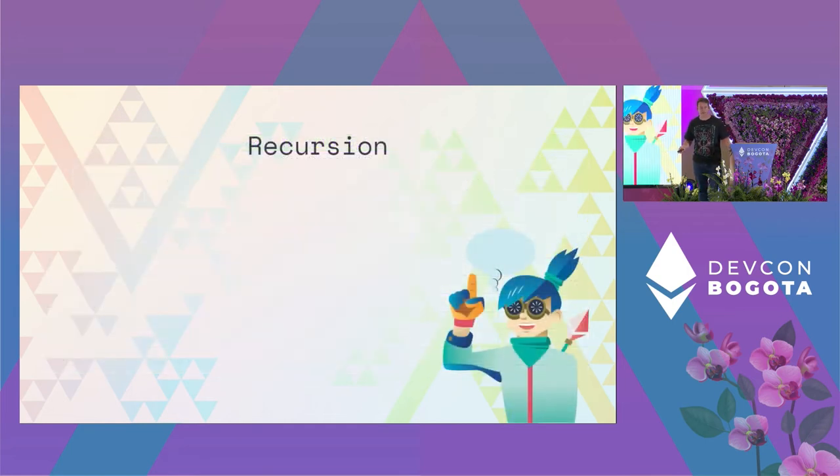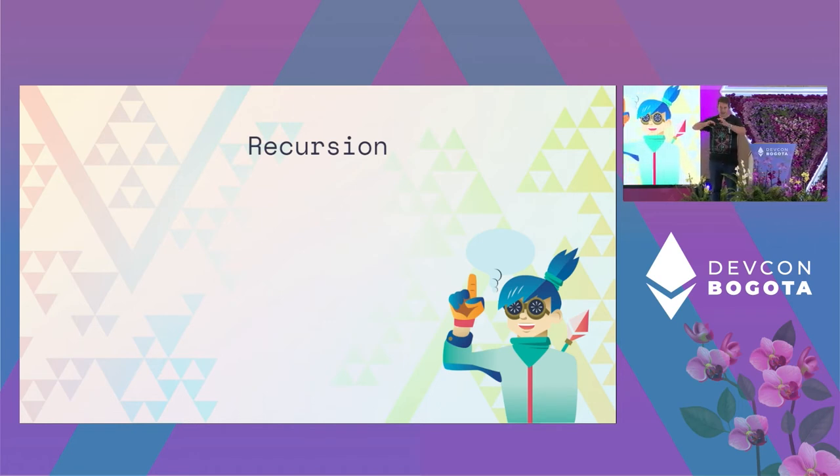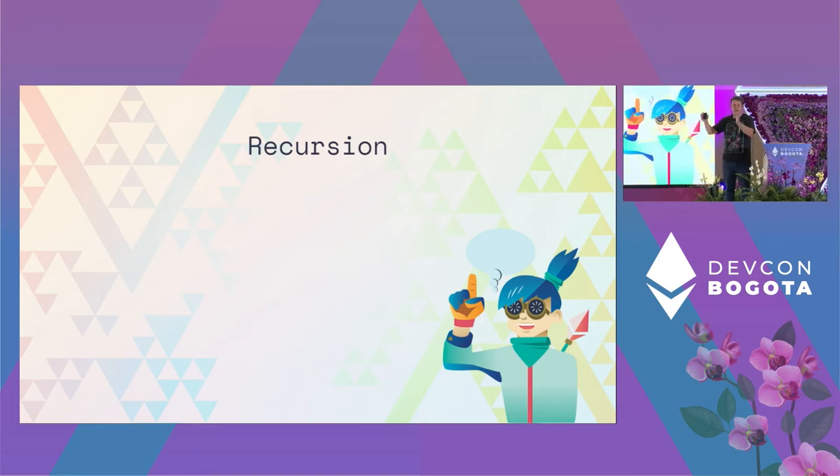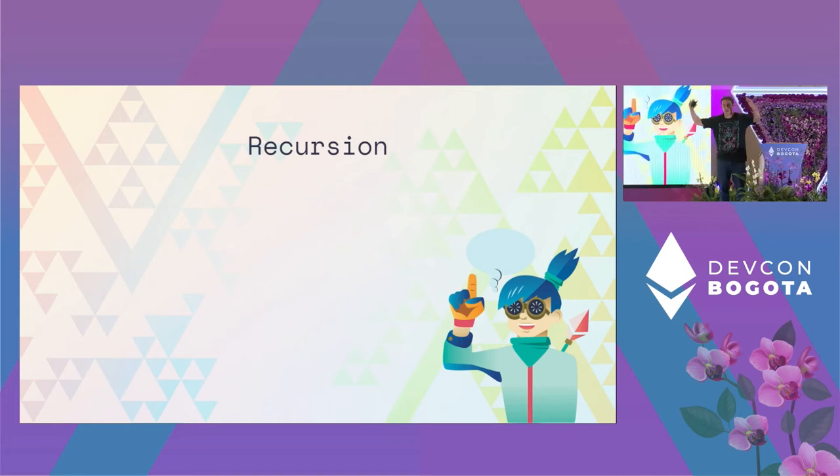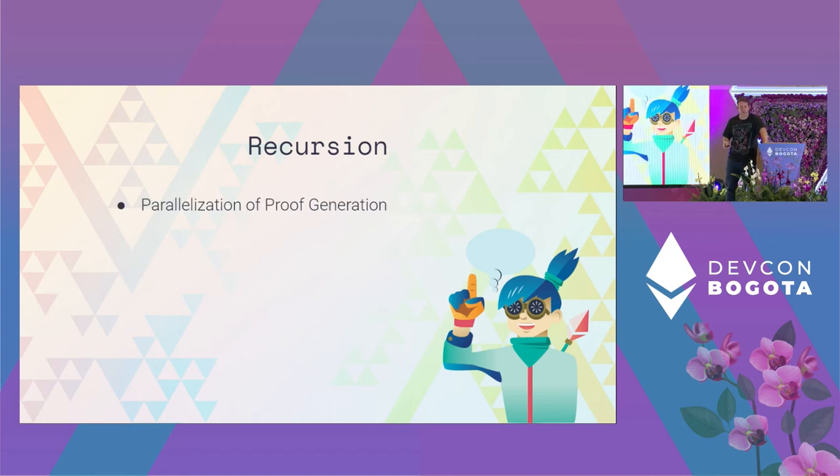We'll start with recursion. This is the other major thing that people are looking for in performance. Recursion is the ability to take a big computation and break it up into a bunch of little ones and do them together and then recursively prove back to the top. So what this allows you to do is parallelization of proof generation. So you can decentralize and have a bunch of provers doing this in parallel. So get out your ASICs, because you just got rid of them for the merge. And it also lets you do proof chaining. So you can have the output of one proof be the input for the next proof.